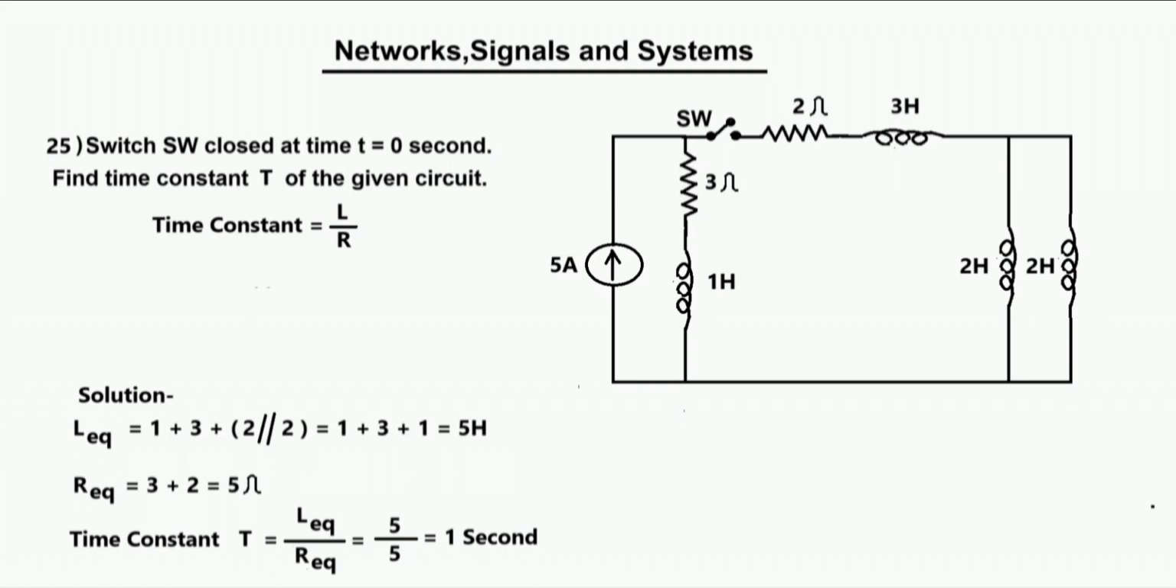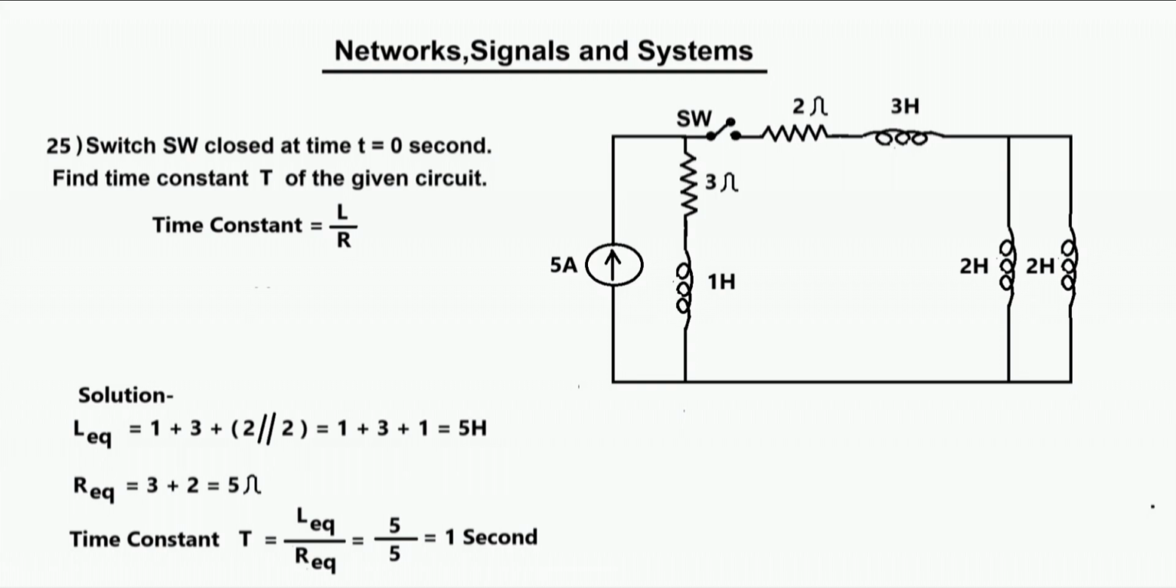From the given circuit, the equivalent inductance of the circuit equals 1 Henry plus 3 Henry plus 2 Henry and 2 Henry, two inductances in parallel. So total inductance equals 5 Henry.